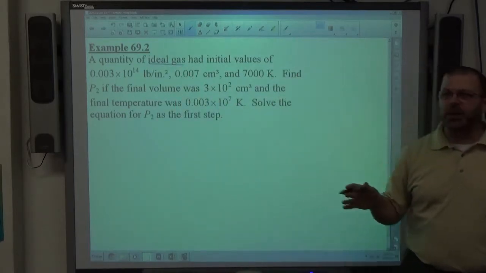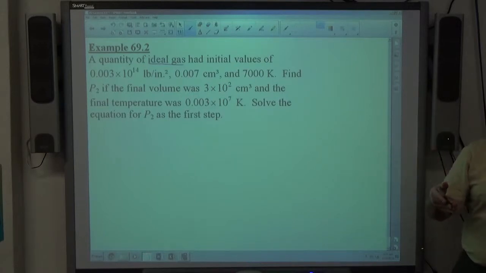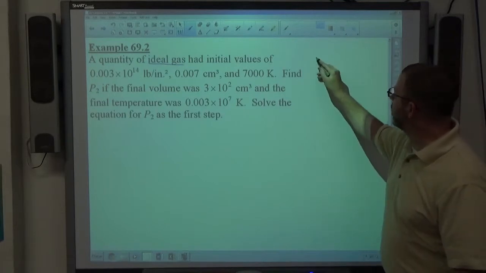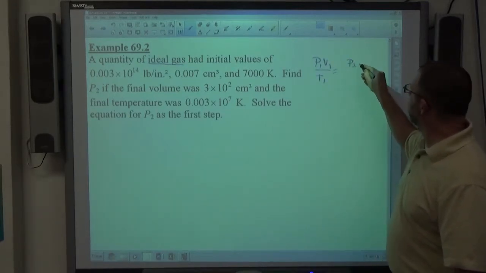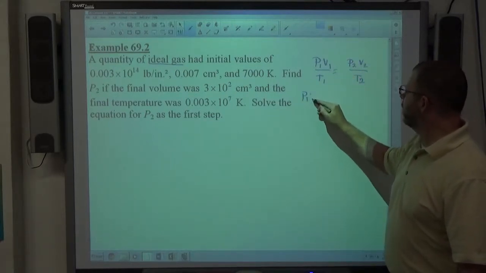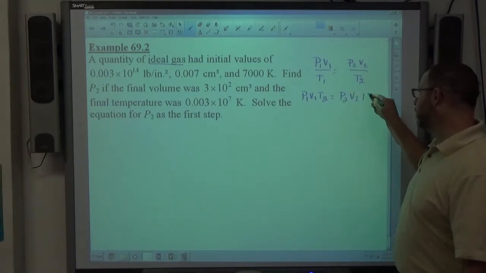Just like before, if anything's held constant, throw it out. So if volume's held constant, P1 over T1 equals P2 over T2. That's still true. In this case, nothing's being held constant, so all three variables are alive and well. P1 V1 over T1 equals P2 V2 over T2. Cross multiply gets me P1 V1 T2 equals P2 V2 T1.